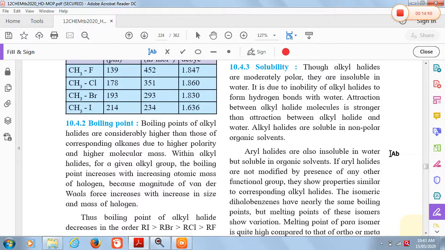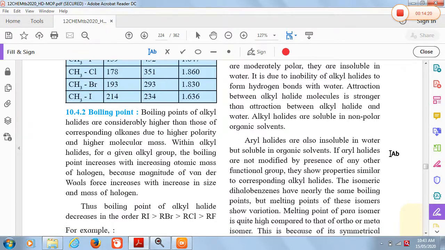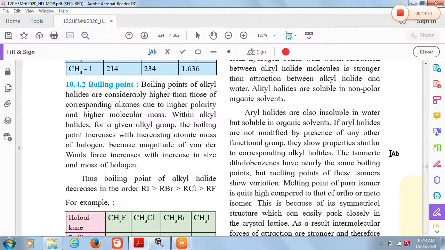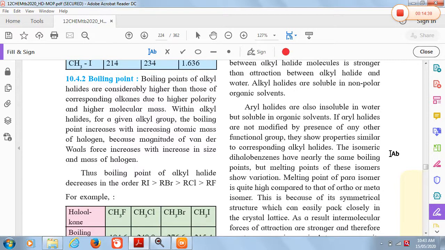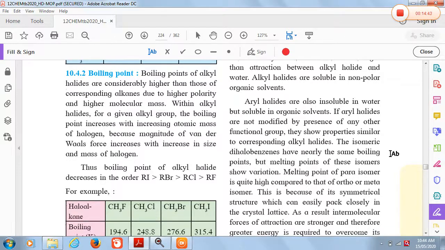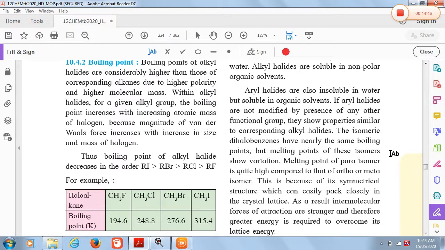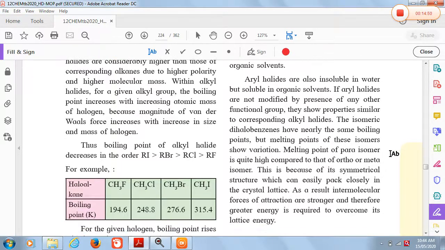So if you observe, aryl halides are also insoluble in water but soluble in organic solvent. If aryl halides are not modified by the presence of any other functional group, they show properties similar to alkyl halides. Means only X is the functional group in your compound, then their properties are quite similar to alkyl halide. So the isomeric dihalobenzenes have nearly the same boiling point, but the melting points of these isomers show variation. The melting point of para isomer is quite higher as compared to that of ortho and meta, and the reason behind it is the symmetric structure.